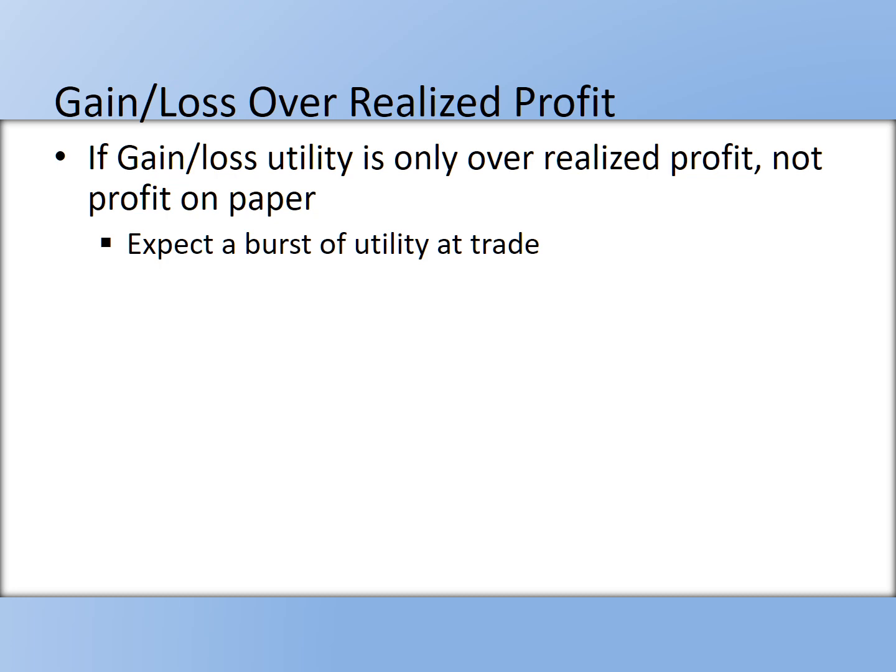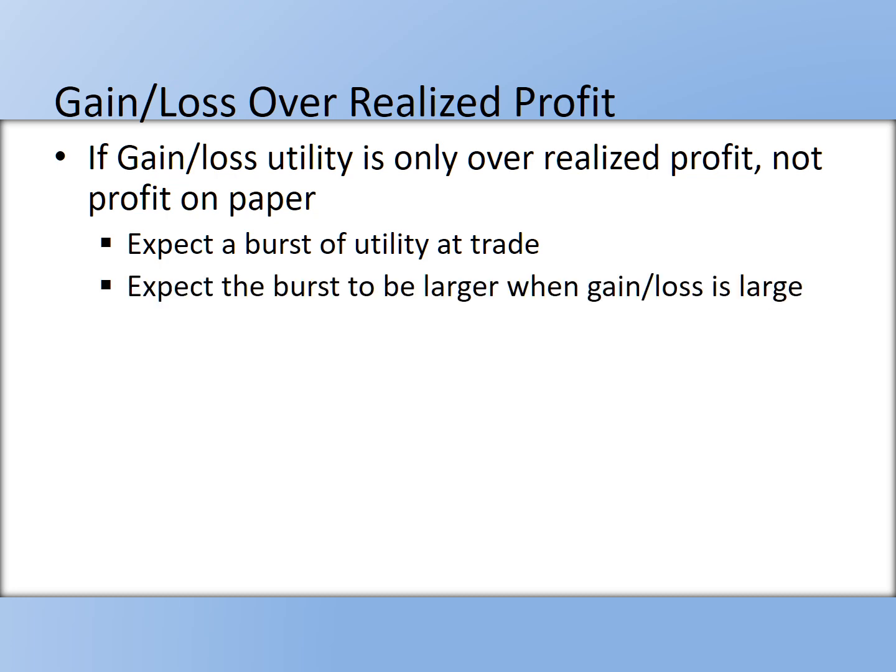Do we have something even better? If gain-loss utility is only realized profit, not paper profit, what you will see, what you have essentially, is a burst of utility at trade. Right? And you should expect the burst to be larger when the gain is large, or when the loss is large. So the bigger the magnitude, the stronger the effect is.